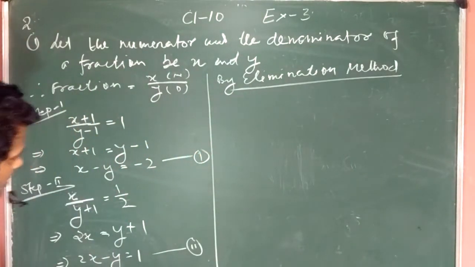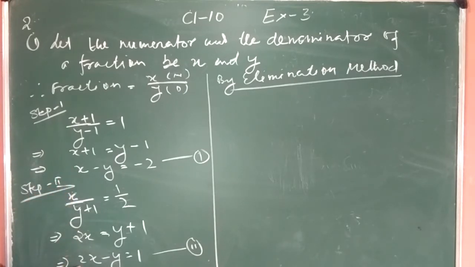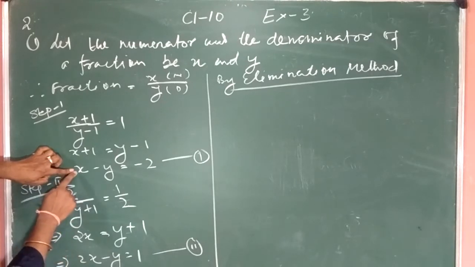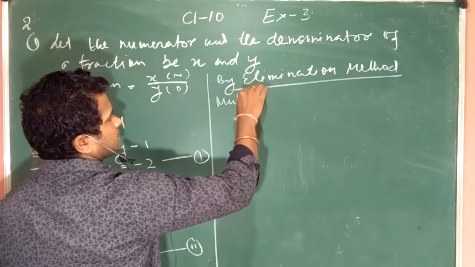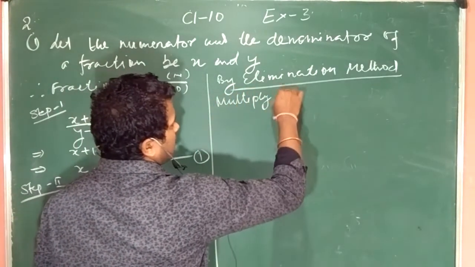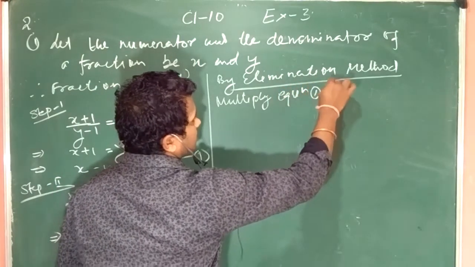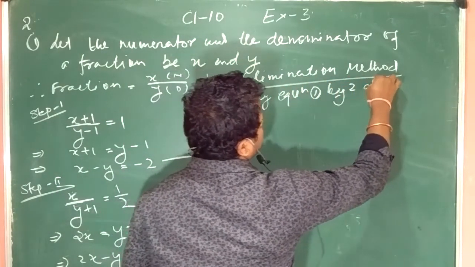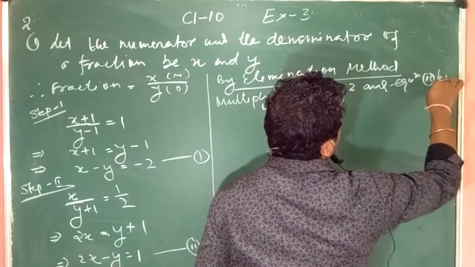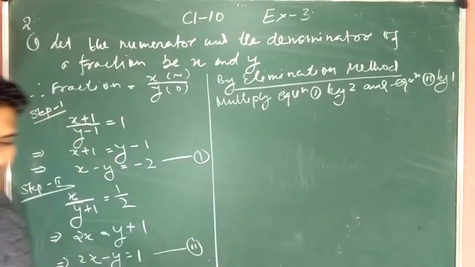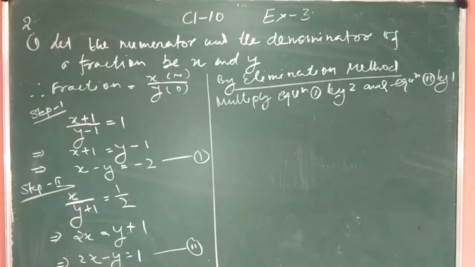So by elimination method we have equation 1 and equation 2. Here x and here 2x, these two will be made equal. That means equation 1 will be multiplied by 2 and equation 2 will be multiplied by 1. Multiply equation 1 by 2 and equation 2 by 1.